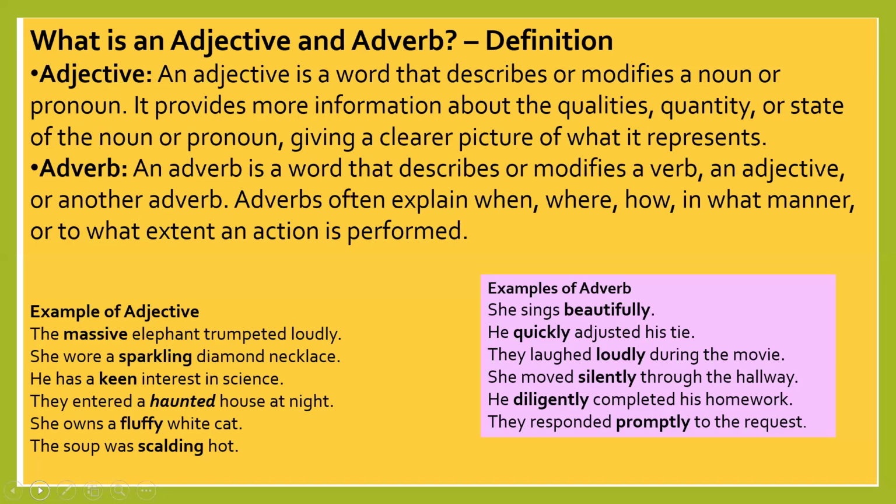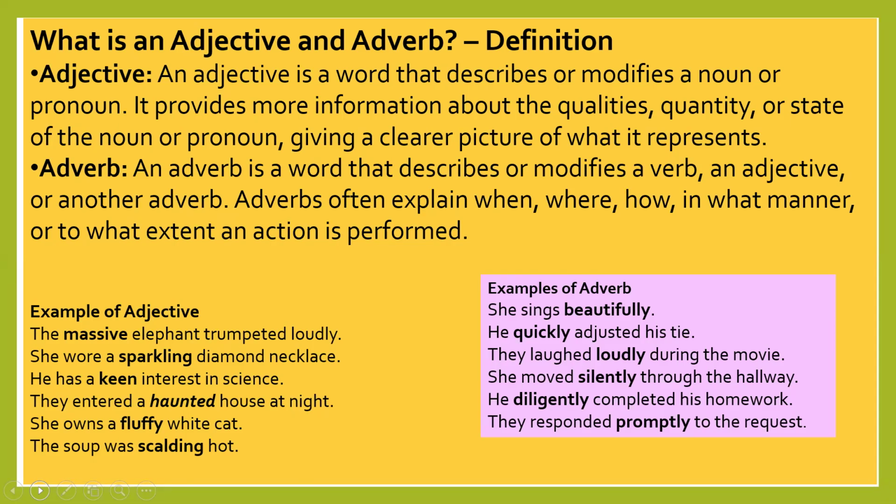They entered a haunted house at night. So house is a noun and haunted is an adjective. Next, fluffy white cat. So cat is a noun and fluffy is an adjective. Fluffy white cat. The soup was scalding hot. Scalding means extremely hot. So scalding in this case is an adjective. Hot is a noun.